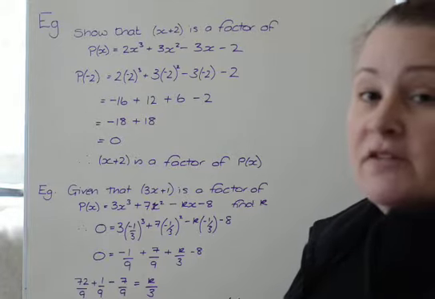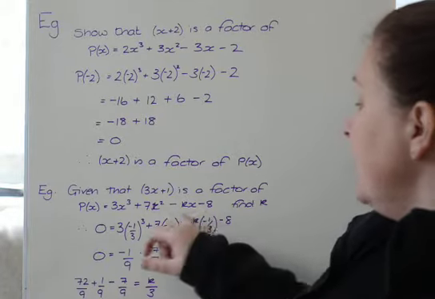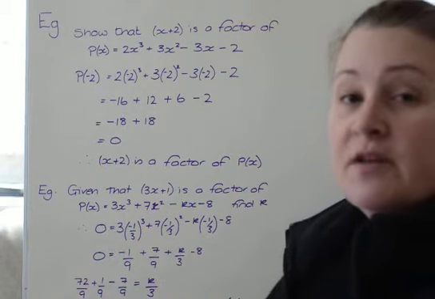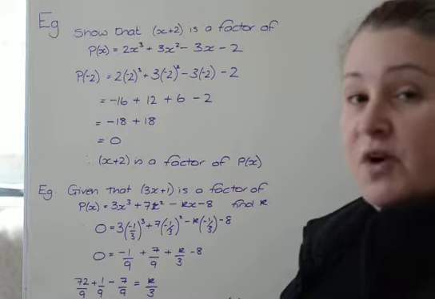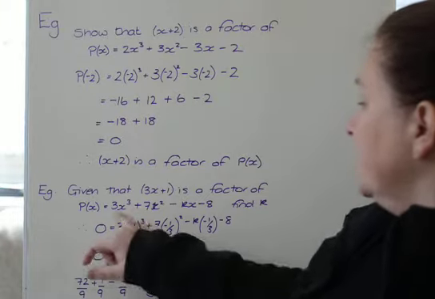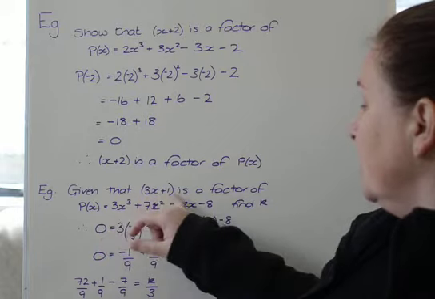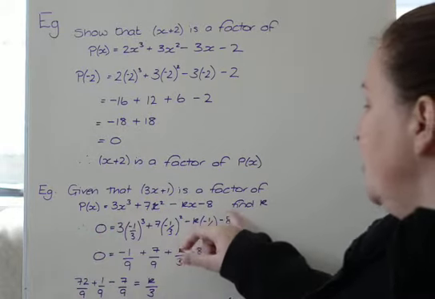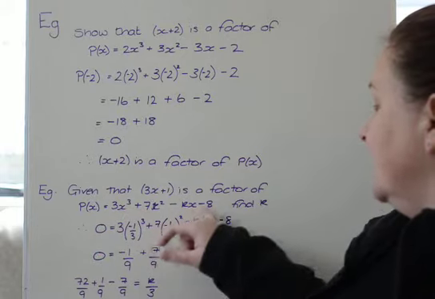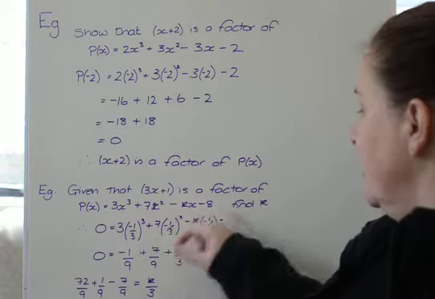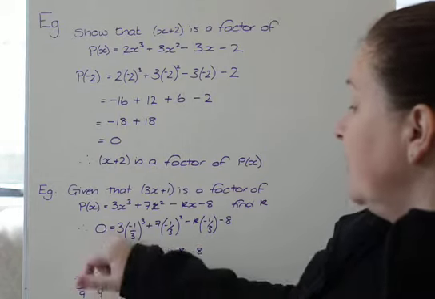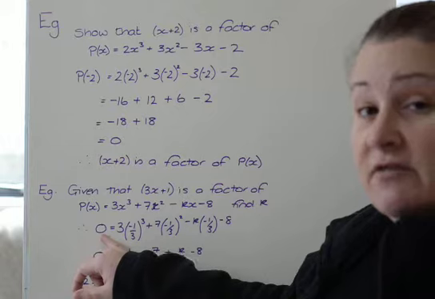Another type they will ask you is that they will put an unknown coefficient in the equation. They'll tell you that something is a factor, and therefore you have to work out the coefficient. So here we go. So we're told that 3x plus 1 is a factor of this cubic here, 3x cubed plus 7x squared minus kx minus 8. So there's my unknown, and my objective is to find k. Because I know it's already a factor, I can immediately say it's equal to 0.